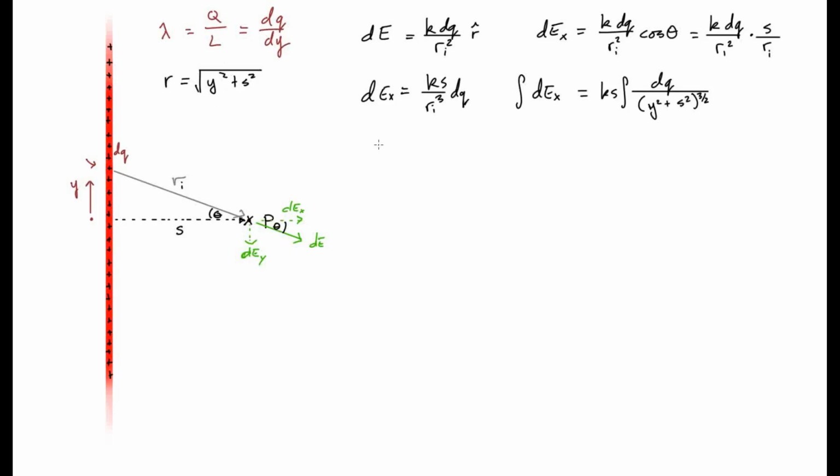So we now have that the total x field is going to be equal to the integral. Oh yeah, I forgot to put my k out front. That's a lot. I don't like that. k s times lambda. Actually, we can pull that lambda out front too. Lambda dy over y squared plus x squared to the 3/2.